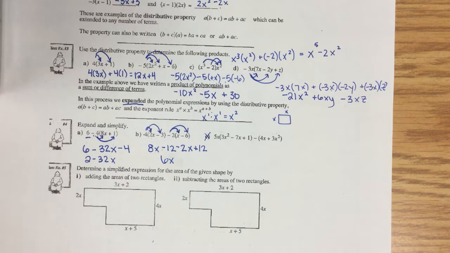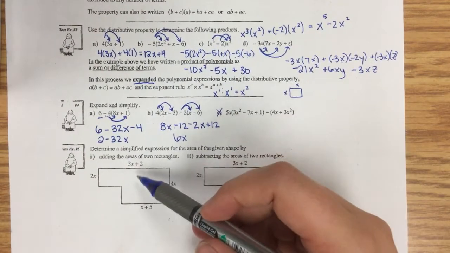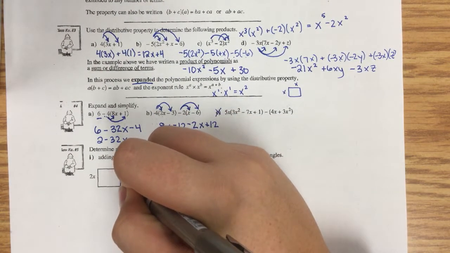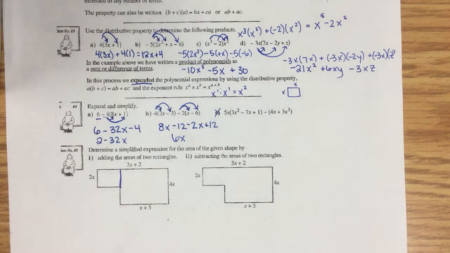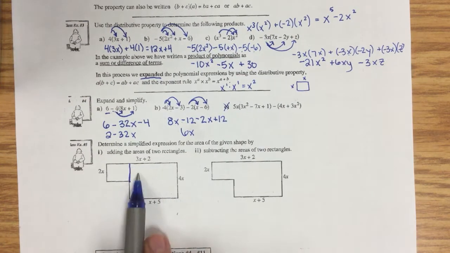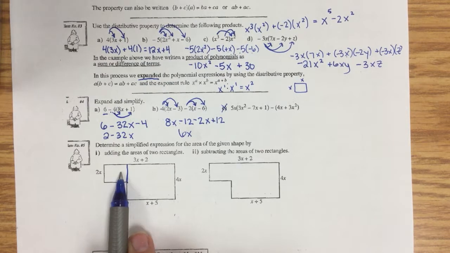Okay. Determine a simplified expression for the area of the given shape by first adding the areas of 2 rectangles and subtracting the areas of 2 rectangles. So if I asked you to find the area of the shape by dividing it into 2 rectangles, we would have to first break it up. I want to focus on the adding here because I visualize this as 2 rectangles, one small one and one large one. I'm going to take the area of this rectangle and then add to it the area of this rectangle.